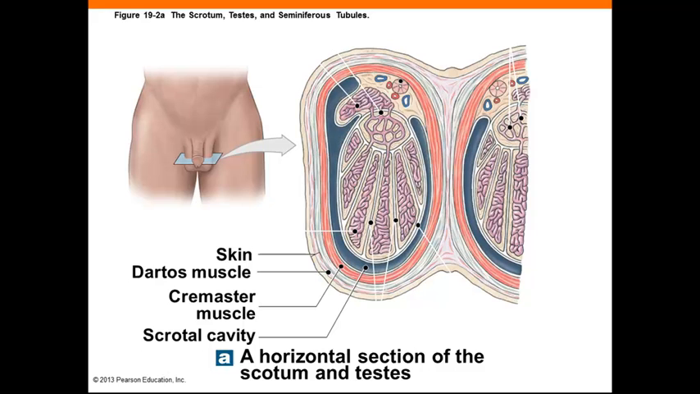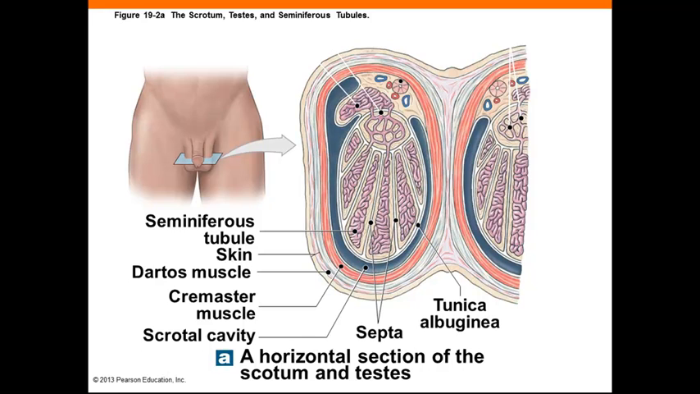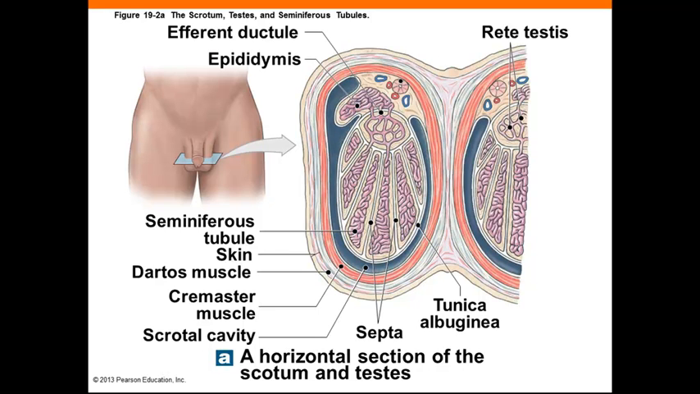to ensure proper temperature for sperm maturation. The tunica albuginea is a dense fibrous capsule that surrounds each testis and extends into the testis, forming partitions or septa that subdivide the testis into roughly 250 lobules. In the lobules, seminiferous tubules are the site of spermatogenesis, and more on spermatogenesis in a few slides. But sperm then pass through the rete testis and efferent ductules before reaching the epididymis, the beginning of the male reproductive tract.